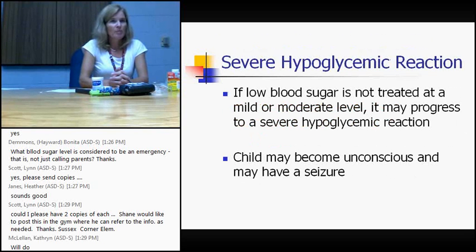A severe hypoglycemic reaction is if the low blood sugar is not treated at the mild or moderate level, it may progress to a severe hypoglycemic reaction, and the child may become unconscious and may have a seizure. I don't want to scare you to death. It's been a very long time, I think, since a child has had a severe low blood sugar reaction at school. But just so you're aware that this is a possibility and that there is something you can do.